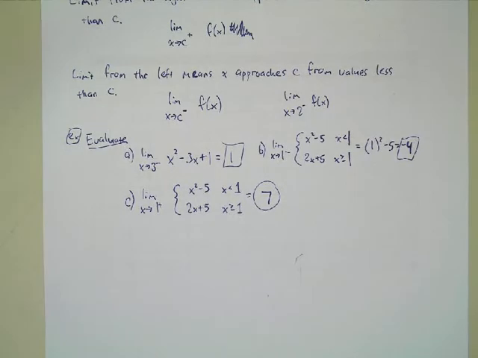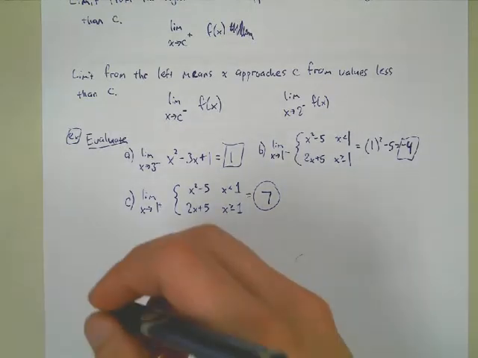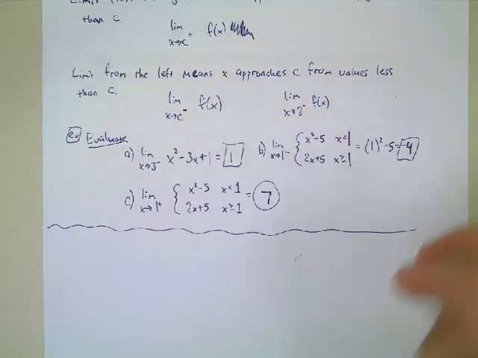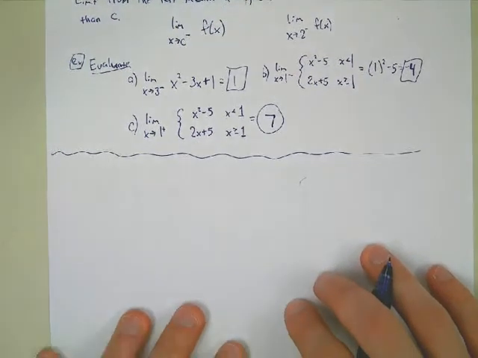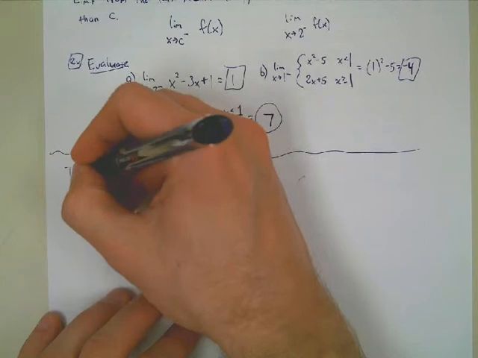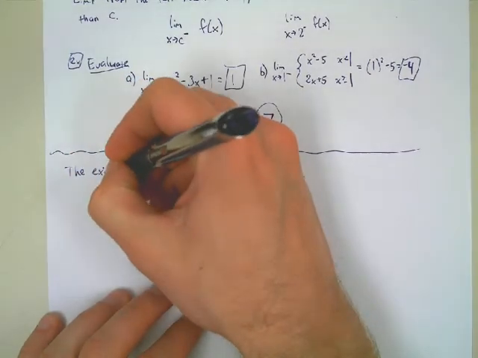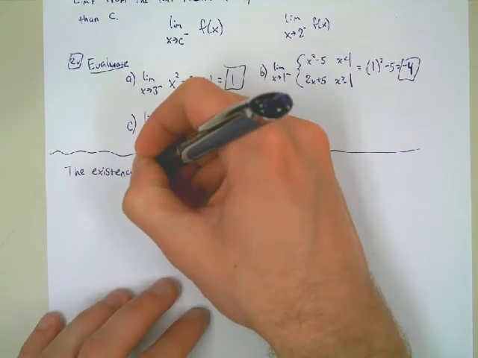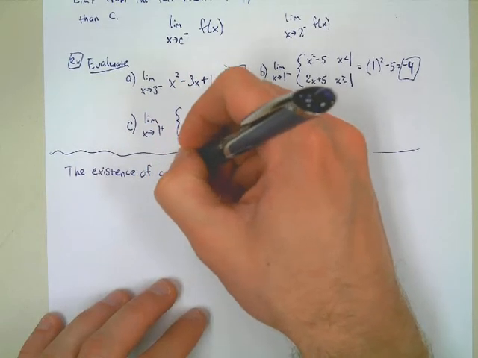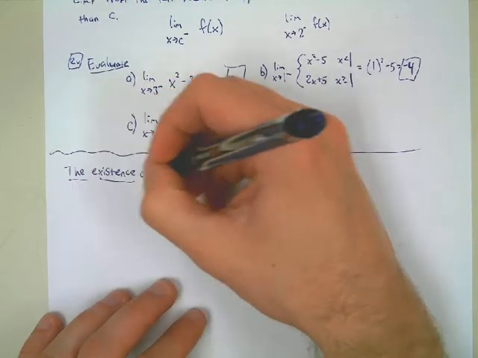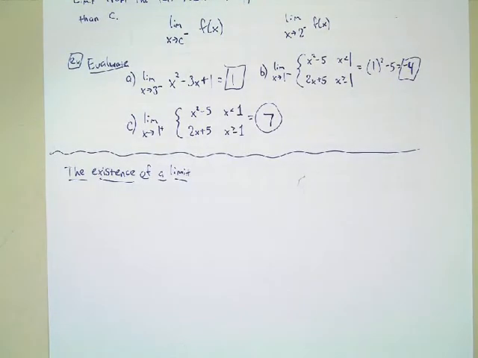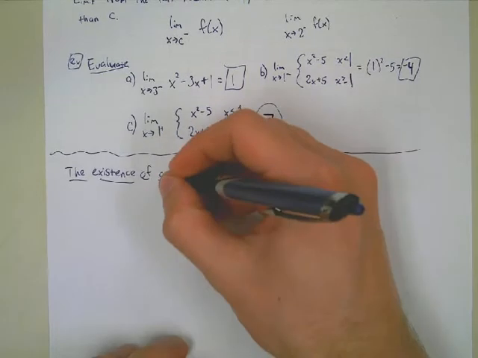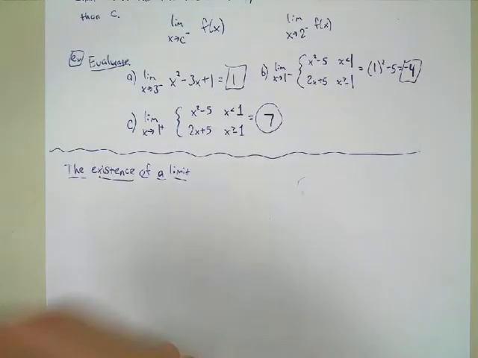Any questions then on that? Okay, that's approaching from the left-hand side and right-hand side. So now that we have the left-hand side and right-hand side, we can talk about the existence of a limit. And this is important too, all right? It's not quite as important as the continuity definition, but it's something we should definitely know.